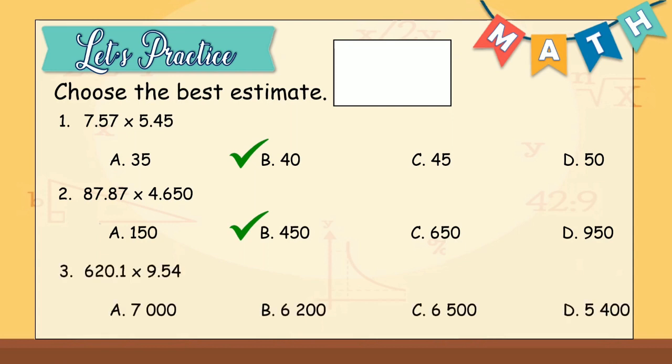Number 3. 620 and 1/10 times 9 and 54 hundredths is approximately A. 7,000, B. 6,200, C. 6,500, or D. 5,400. Alright, the best estimate is letter B, 6,200.